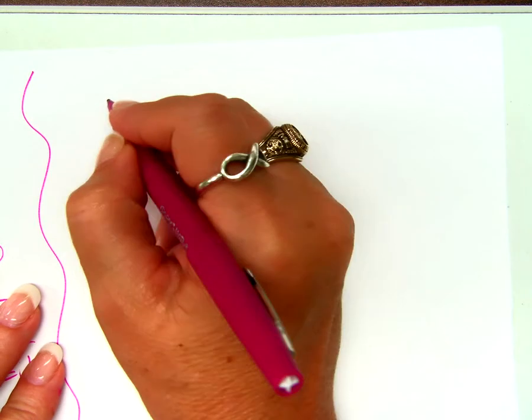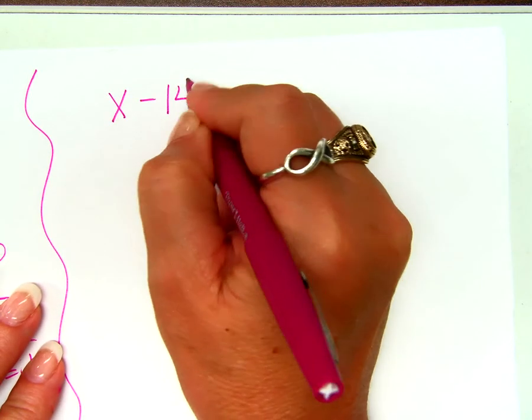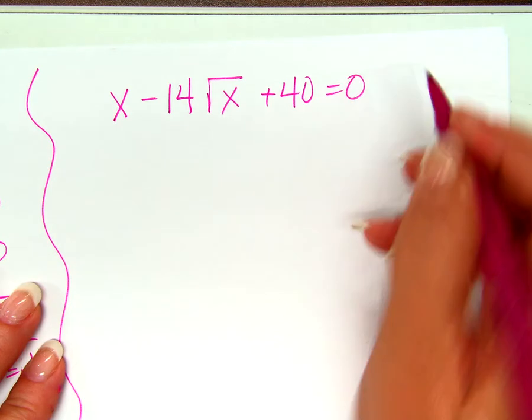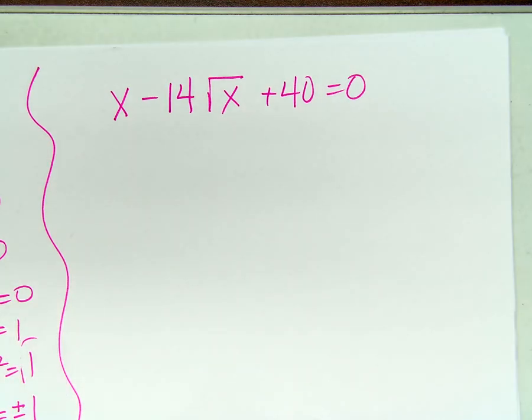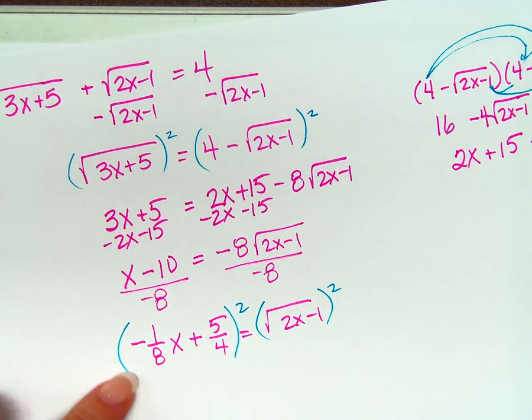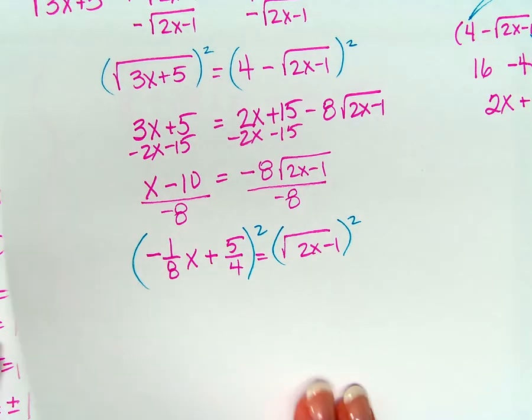The problem is when you have something more like this. What if we had x minus 14 square root of x plus 40 equals 0? If I have an x and a square root of x in the same problem, I can either get everything to one side and it would look as messy as this problem did a second ago. You remember that awful messy problem right here with all those fractions?